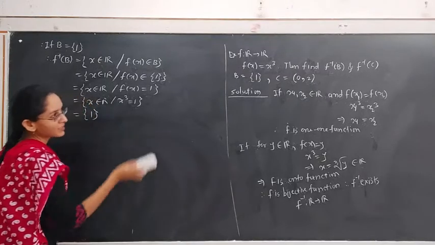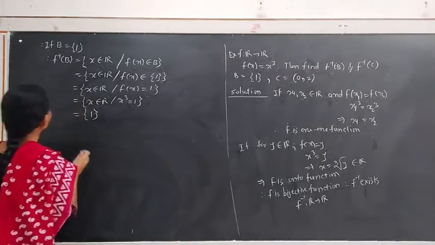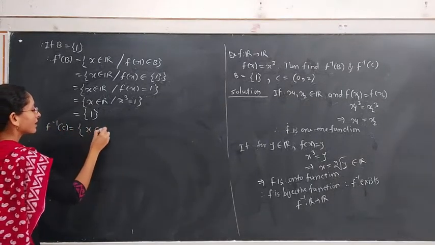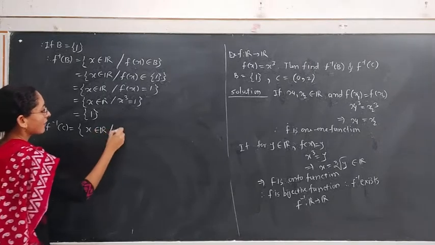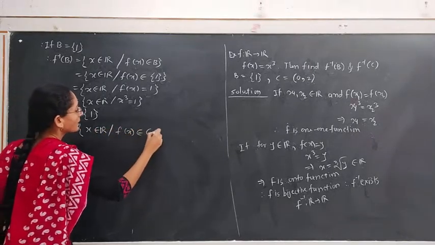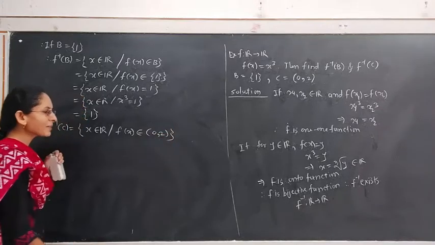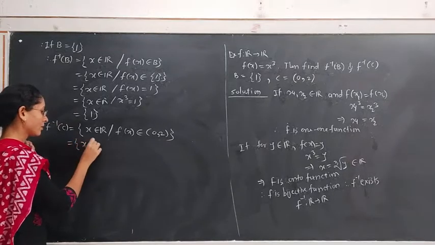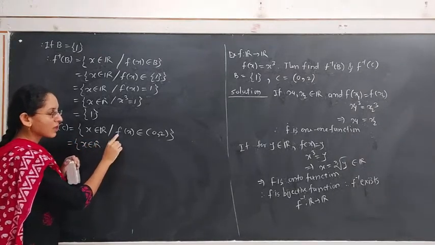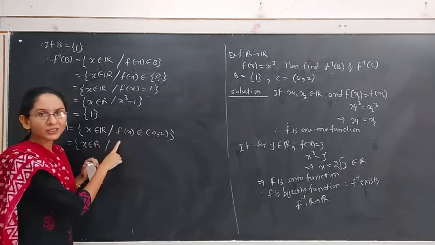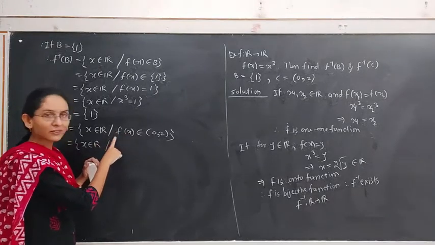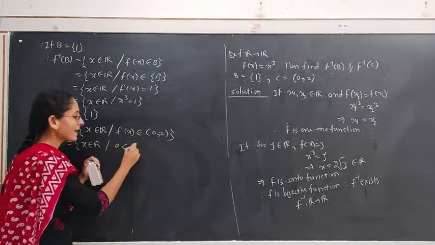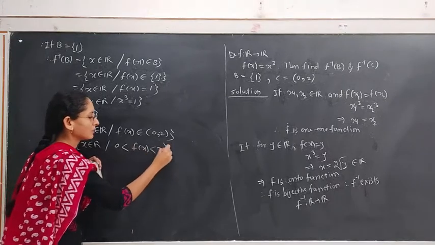Now we find the inverse image of set C, where C is the open interval (0, 2). F inverse of C, again go by definition. This is the set of elements x belongs to R, where f of x belongs to the open interval (0, 2). What is the meaning of f of x belongs to the open interval (0, 2)? That means f of x, the image of x under the function f, lies in between 0 and 2: 0 strictly less than f of x, strictly less than 2.